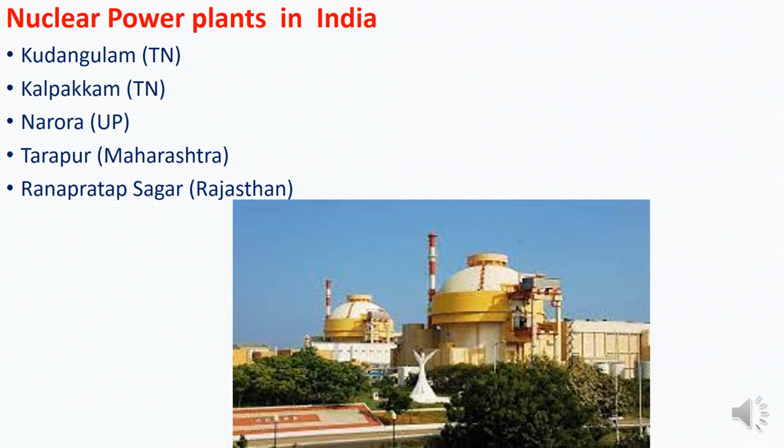Nuclear power plants in India: Kudankulam in Tamil Nadu, Kalpakkam in Tamil Nadu, Narora in Uttar Pradesh, Tarapur in Maharashtra, Rana Pratap Sagar in Rajasthan.